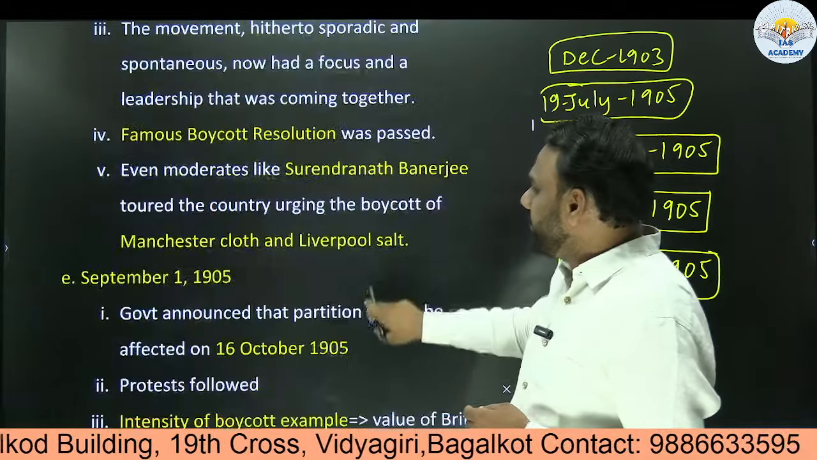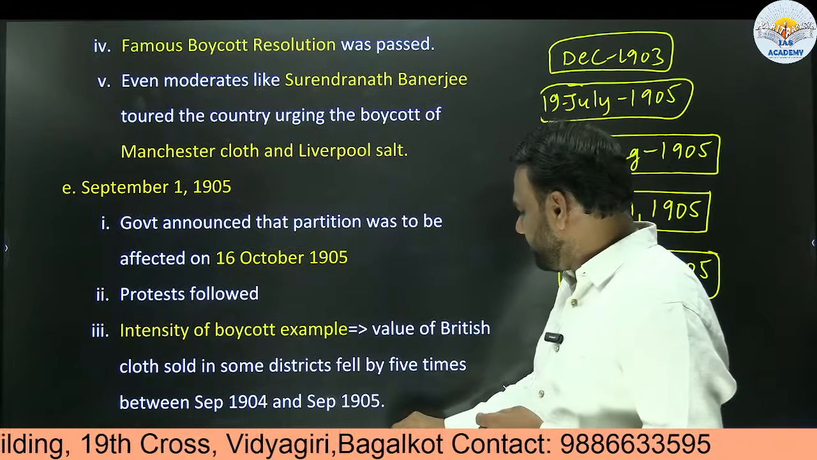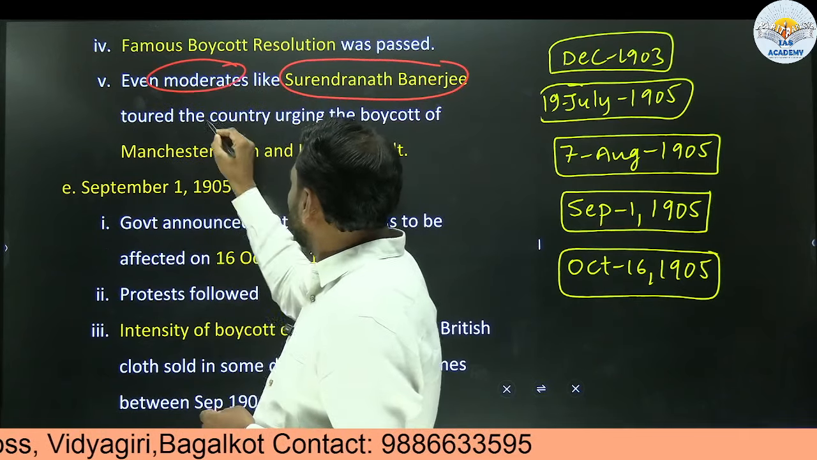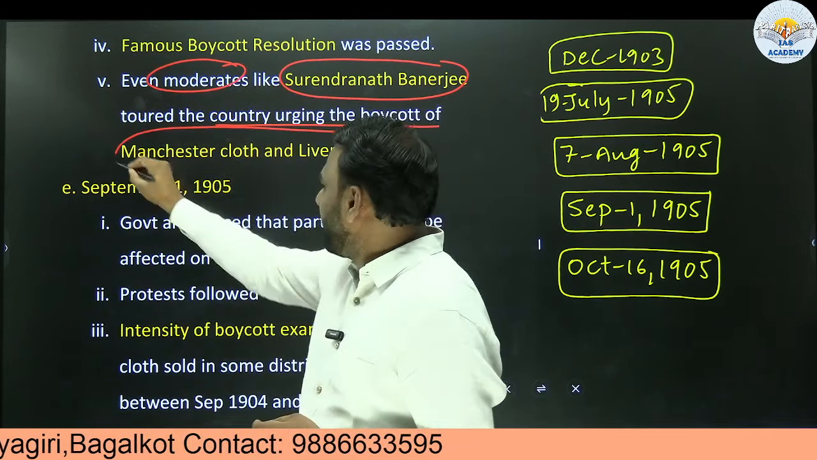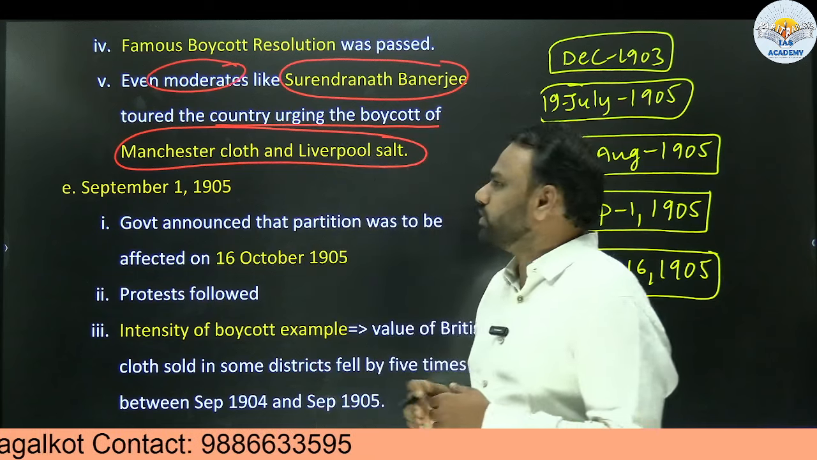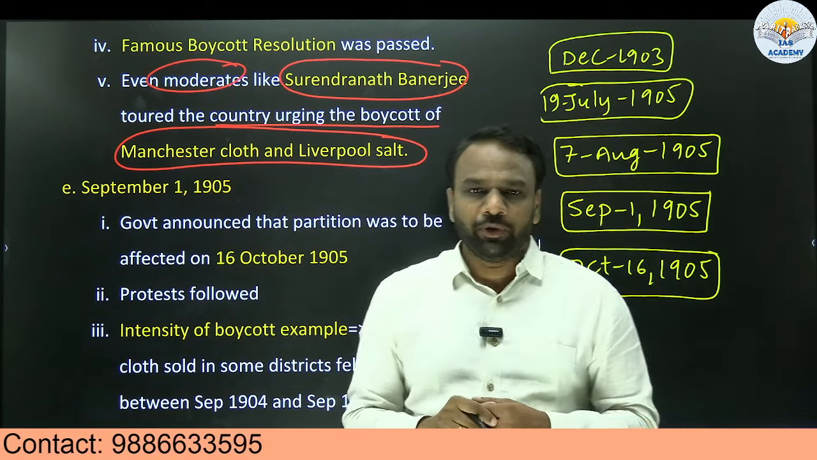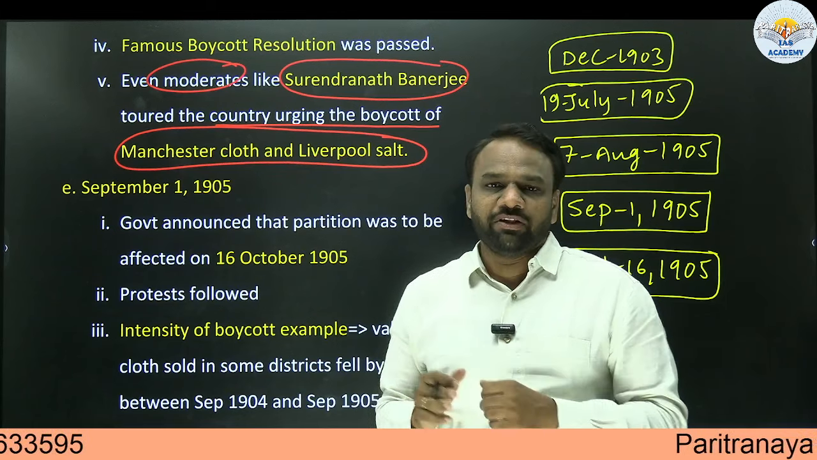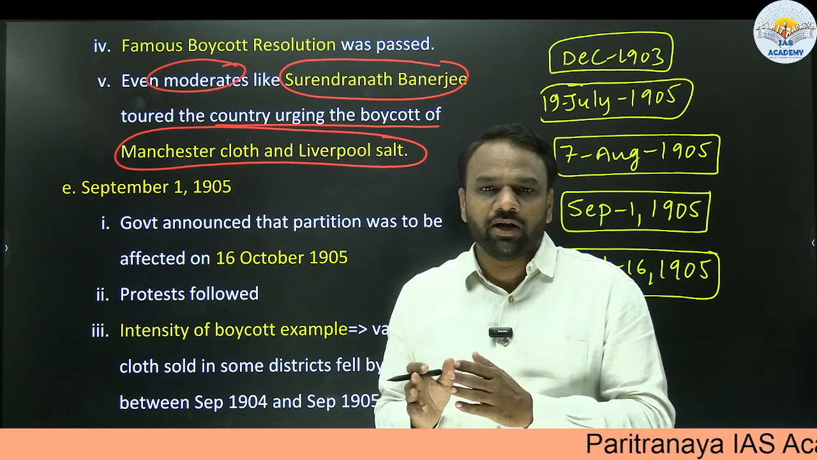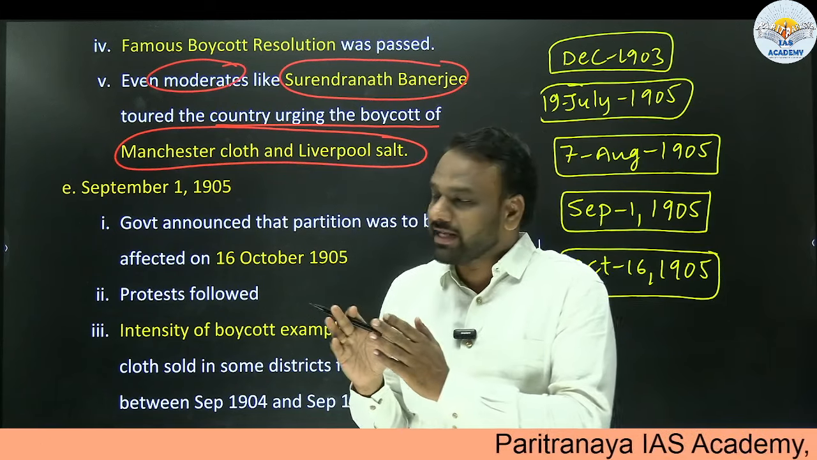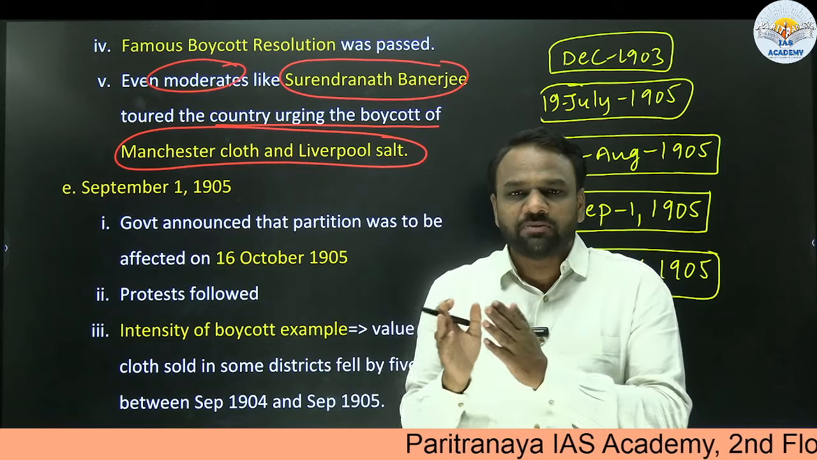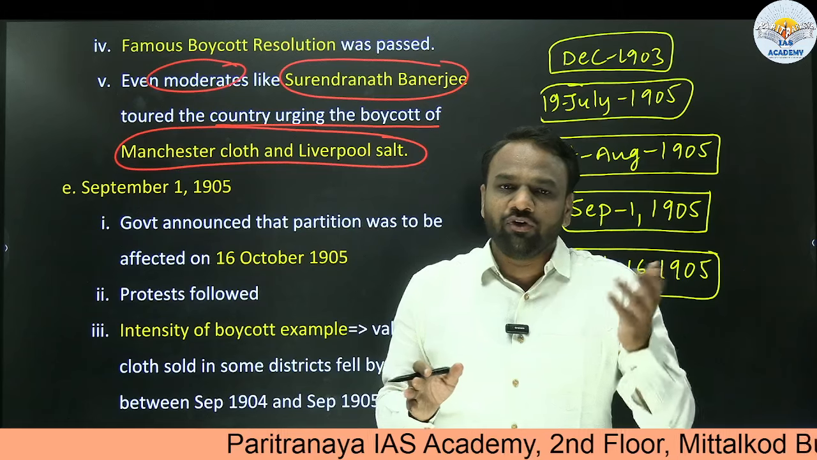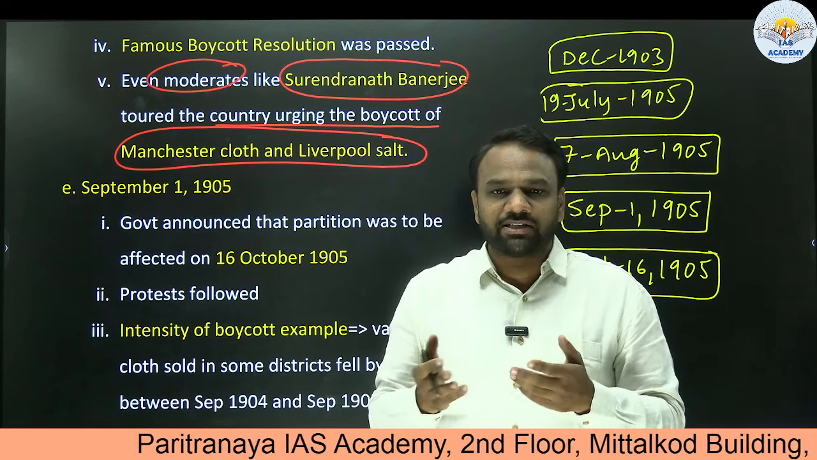Next, even moderates like Surendranath Banerjee toured the country urging the boycott of Manchester cloth and Liverpool salt. Again, a very important point to note. Now we have already seen that Congress had two groups within it. One group was called moderate and another group was called extremist. There are certain differences between moderates and extremists, and we will be delving deep into these aspects in the forthcoming classes when we start discussing extremists and moderates.